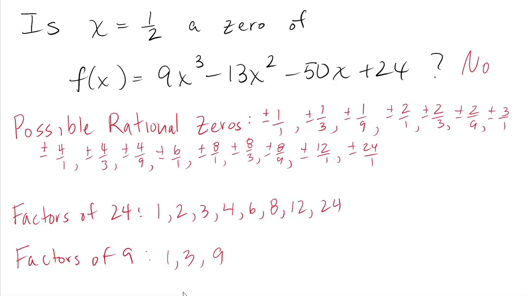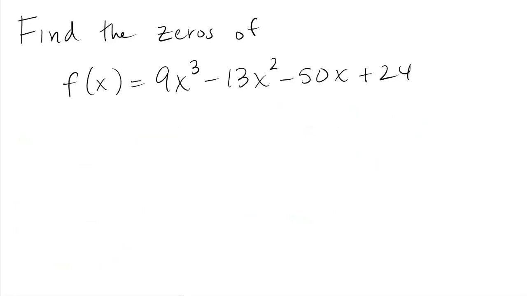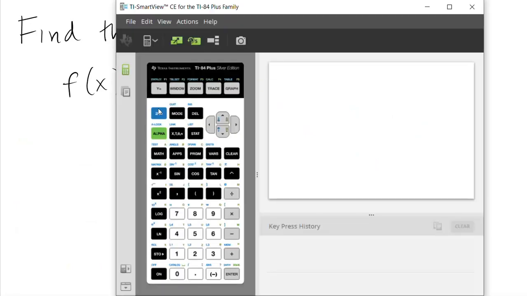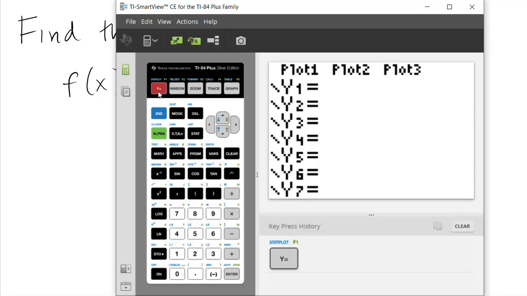So I want to show you the motivation for listing all of the possible rational zeros, other than to just demonstrate what the theorem says. Let's actually find the zeros of this polynomial, but we're going to do it with the aid of technology. So we're going to graph this function in the calculator. I'm going to go to my y equals screen, and I'm going to type the function in there.